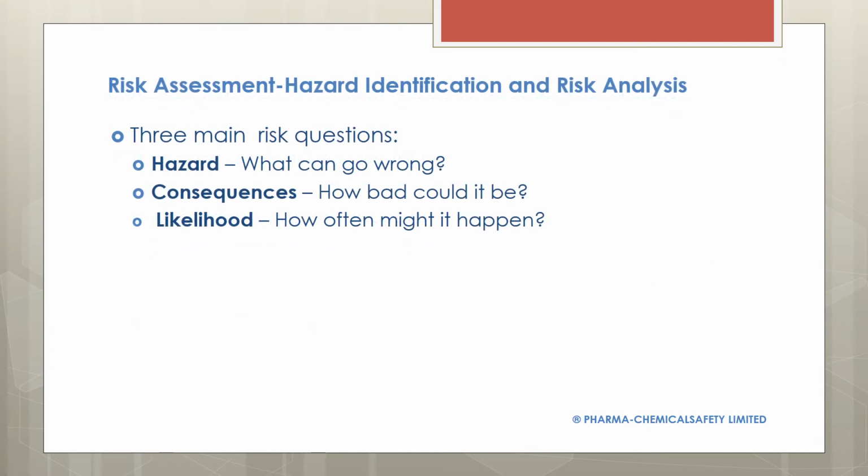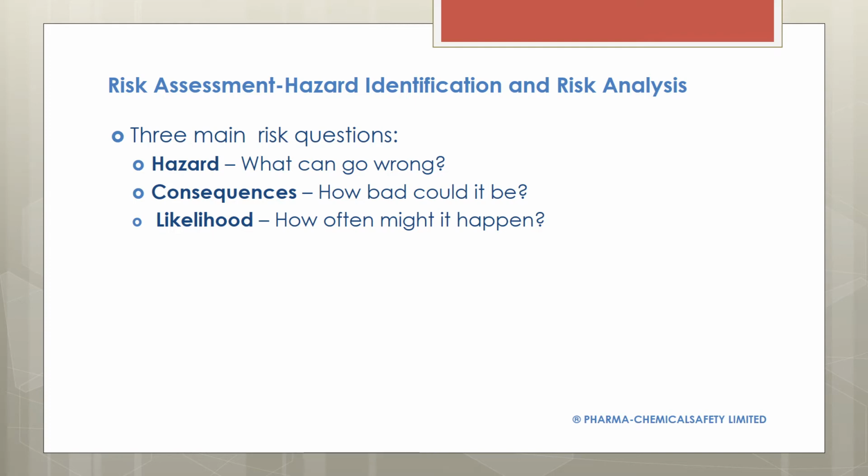So there are three main questions that you're going to use a lot during the risk assessment or process hazard analysis. What can go wrong? That's the hazard identification. How bad could it be? That's the consequence. And how often might it happen? That is the risk assessment: probability and severity, or, like I said, in other companies, probability, frequency, and severity.